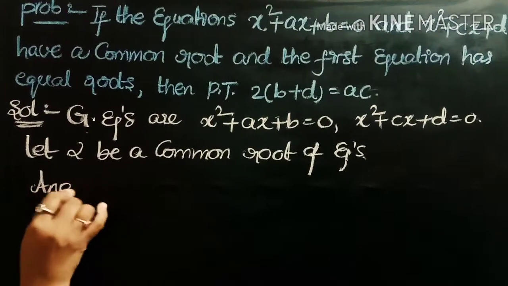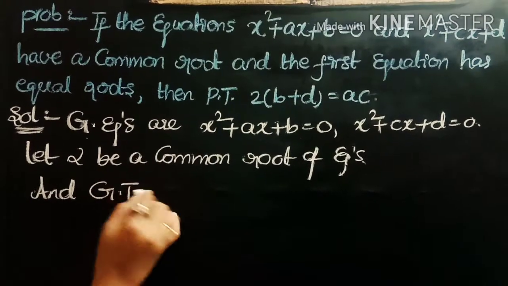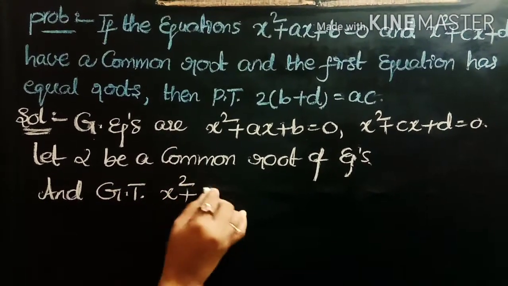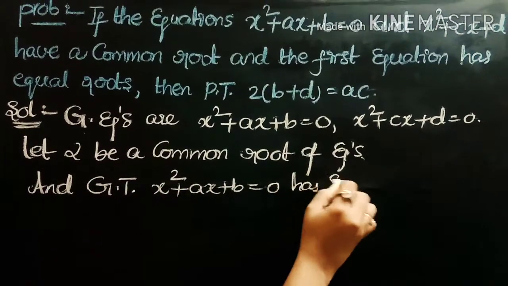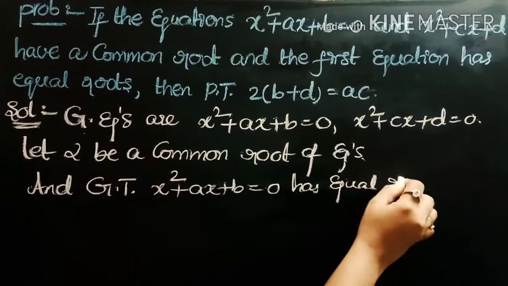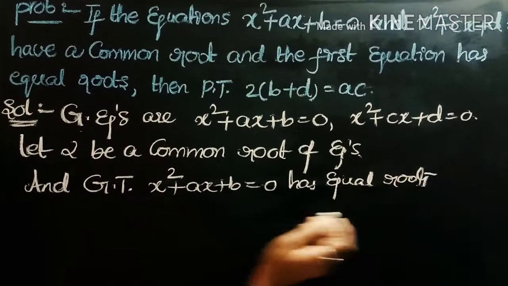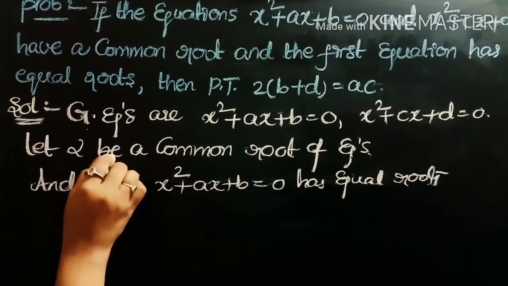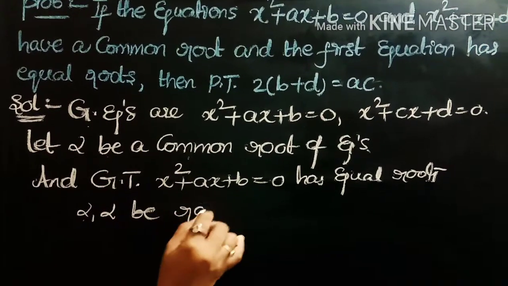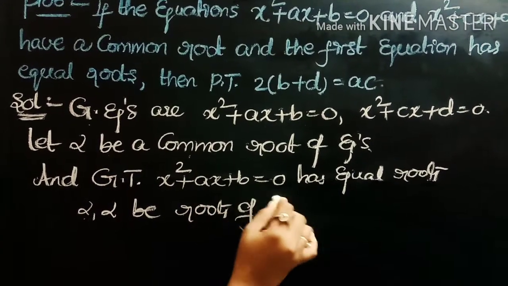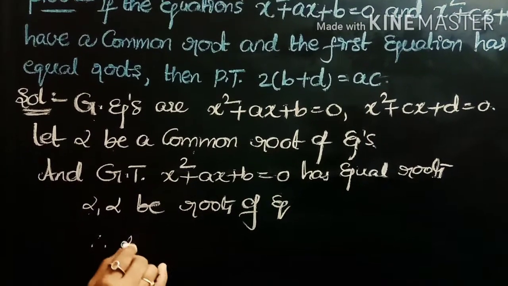And also given that the first equation x square plus ax plus b is equal to 0 has equal roots. The first equation has equal roots, that is alpha comma alpha, already we know that alpha is a common root. So we take the roots as alpha comma alpha be roots of this equation. Therefore, now we take the sum of the roots.